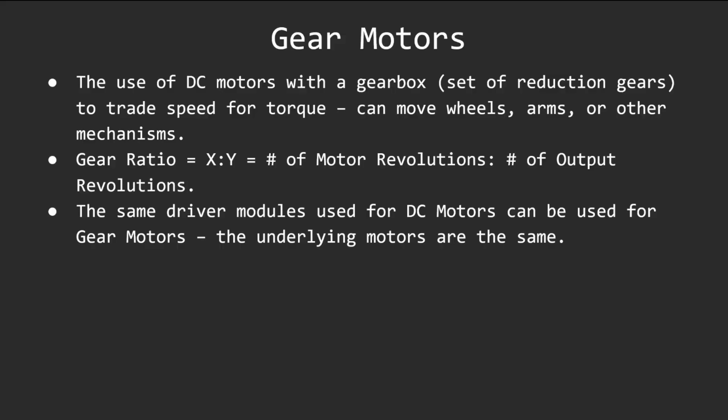Then we're going to talk about gear motors. Well, this is really just a DC motor with a gearbox, which is just a set of reduction gears. And this trades speed for torque. Now the DC motor can move wheels, arms, or any other kind of mechanism, and it's built around a gear ratio, which I'm saying is X colon Y, and it's basically the number of motor revolutions against the number of output revolutions. The same driver modules that can be used for DC motors can just be used for gear motors because the motors are the same really between the two. You're just trading speed for torque.